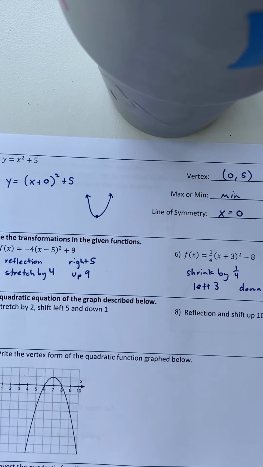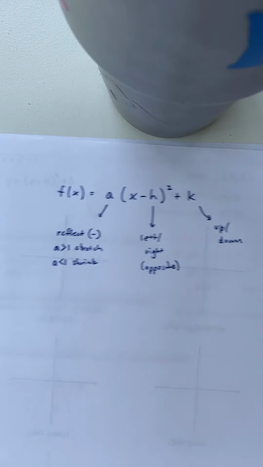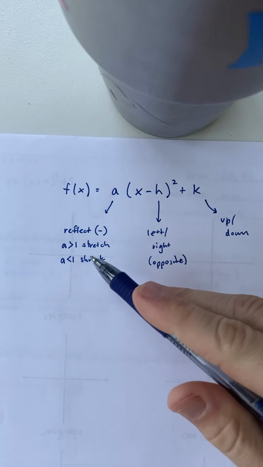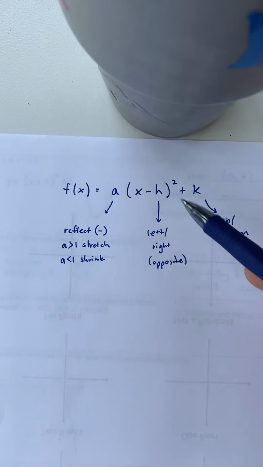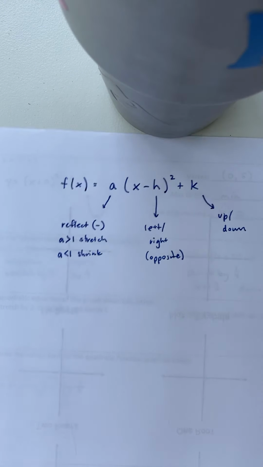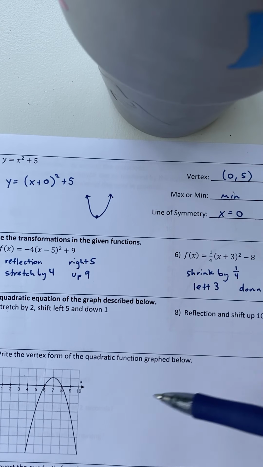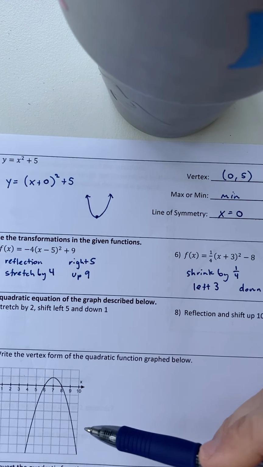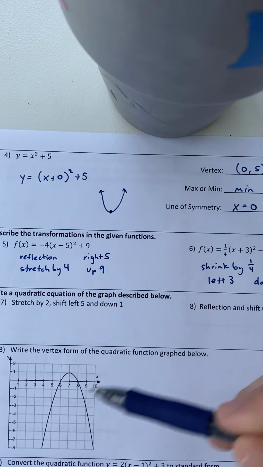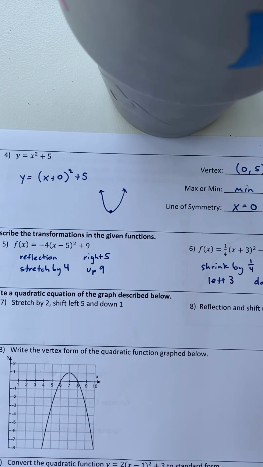All right, remember to use this form right here, okay? A is your reflection, stretch or shrink. H is left or right. K is up and down. Remember to use that as you go through 7, 8, and there's actually 2 number 8s. I apologize for that. So 7, 8, 8, 9, and 10. All right, you have to do 7 through 10 today.